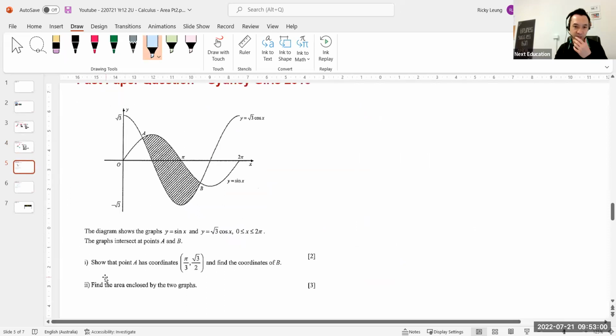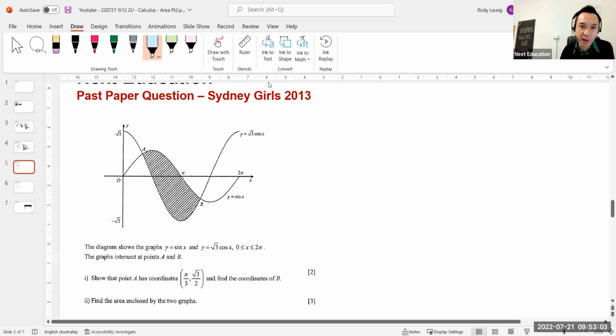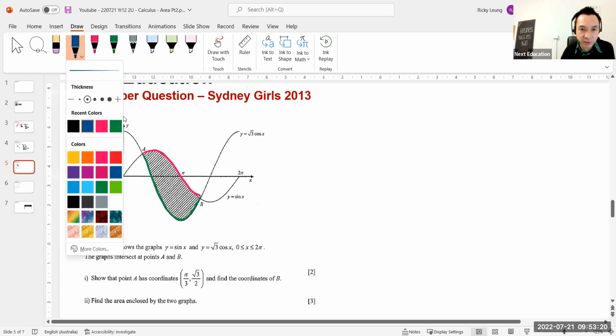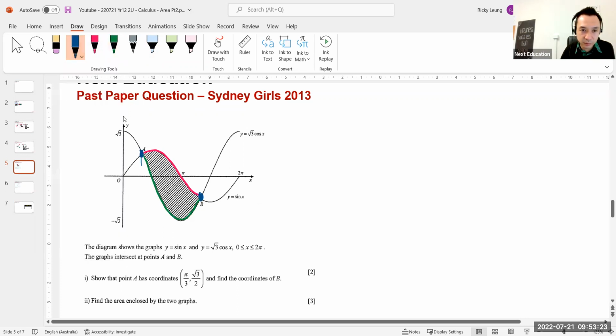Sydney Girls. Now let's do one that is a bit more involved, right? It looks like there's 2 trig graphs, and the area between 2 trig graphs. So is that what they're asking me? Close, yep. There is the pink and there is the green. And guys, you can see right now there are no limits. Points A and B. Show that A has coordinates and find B. Okay, cool. So they're telling you that when you solve these simultaneously, that's one of the x values, and the other one is missing, right?